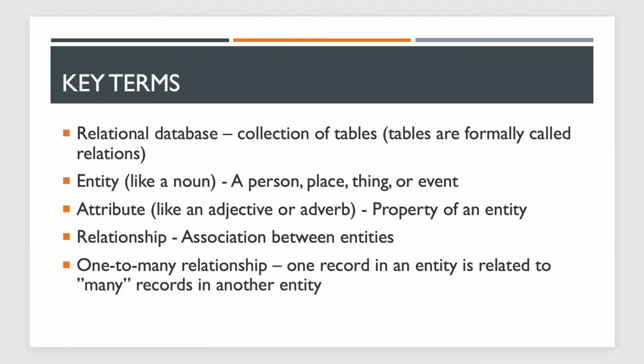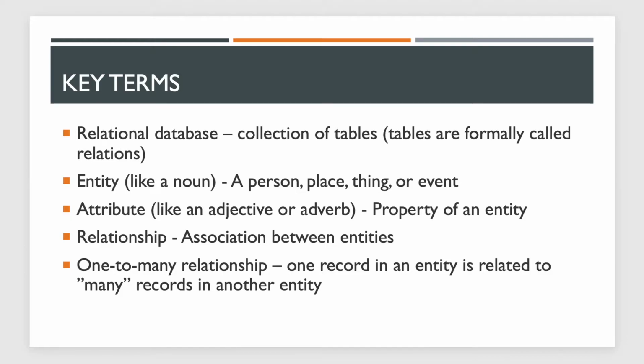We need to think of an entity like a noun. It's a person, place, thing, or event, and usually we take that entity and that's what we make one of our tables. And then we have attributes of that entity. So like for customer, we would have like customer name or address. We could also have a relationship, which is our association between those entities.